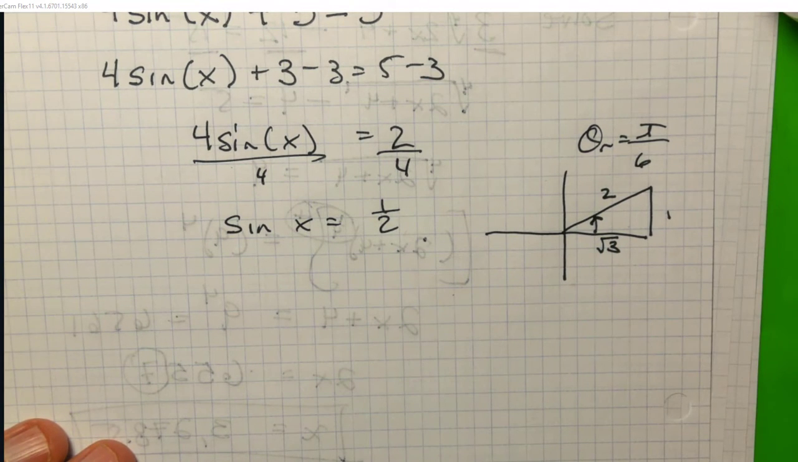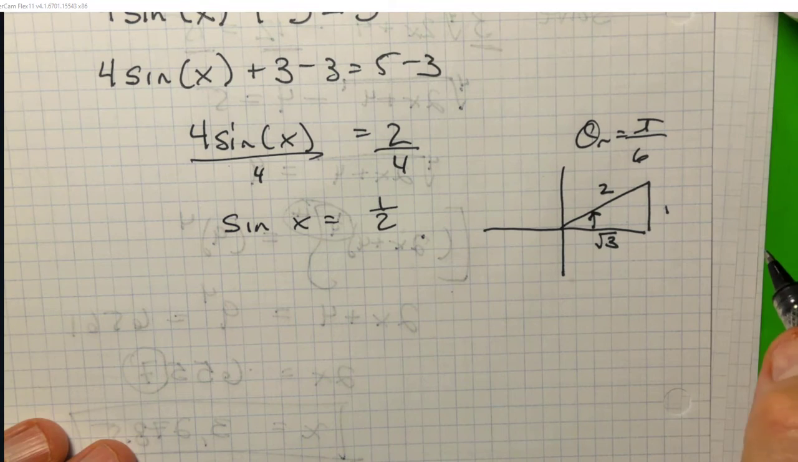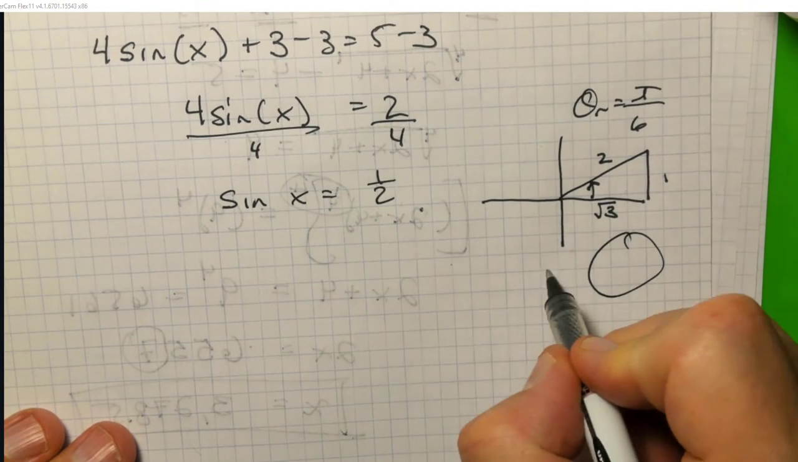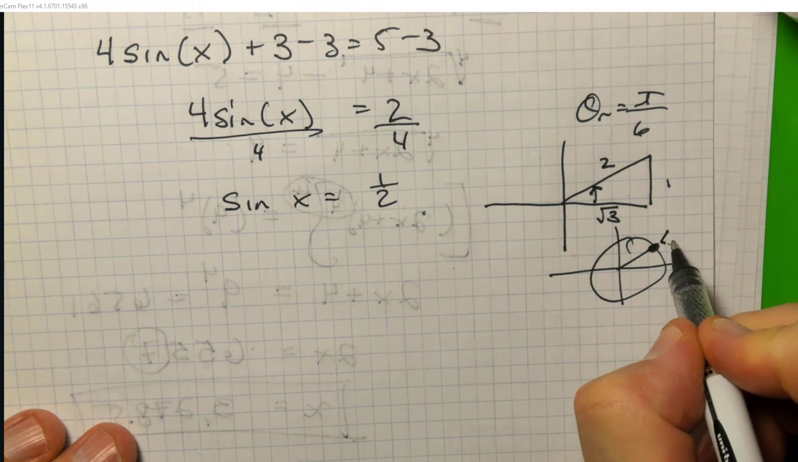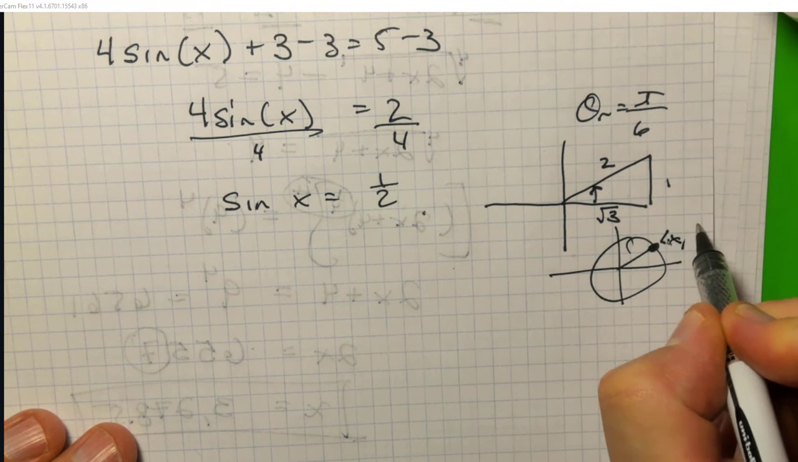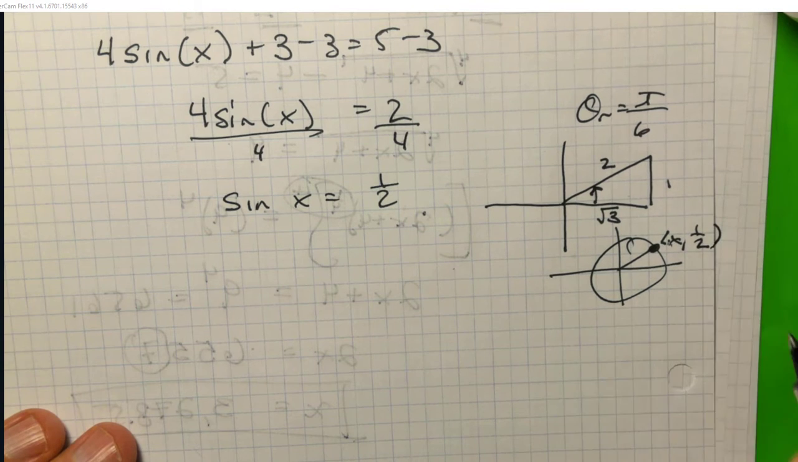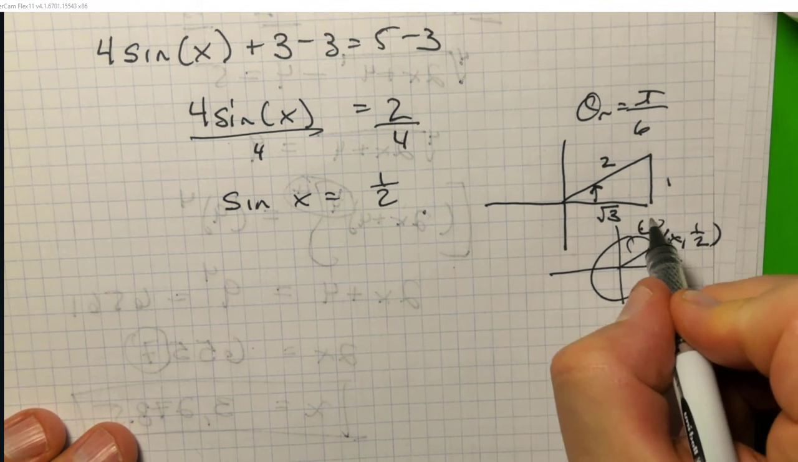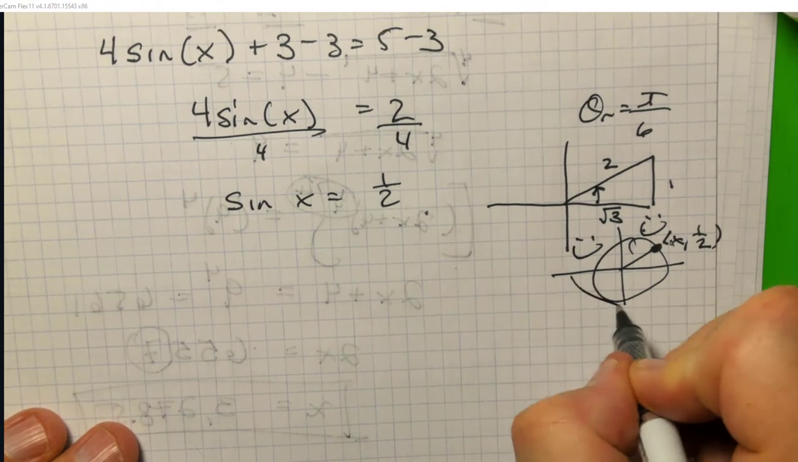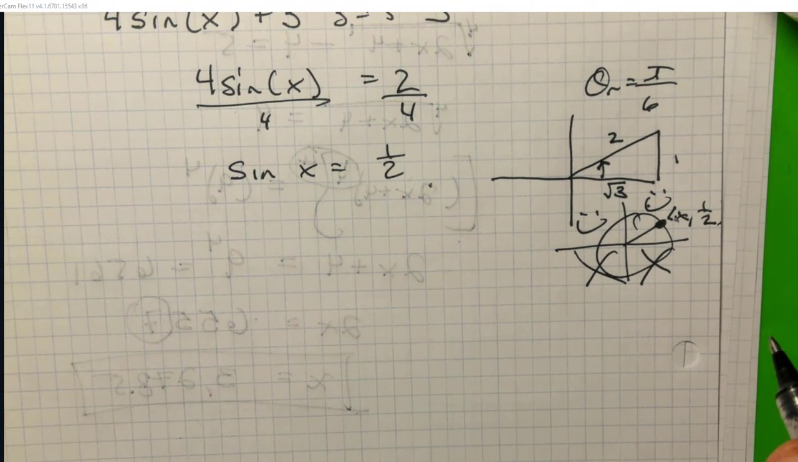In what quadrants is the sine ratio positive? Now, on the unit circle, the sine ratio, as we all know, is the y coordinate. So here we have our x and we have our 1/2. So where is it positive? It's positive in the first quadrant. It's positive in the second quadrant. We eliminate the third and the fourth.